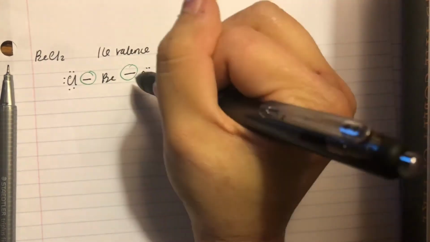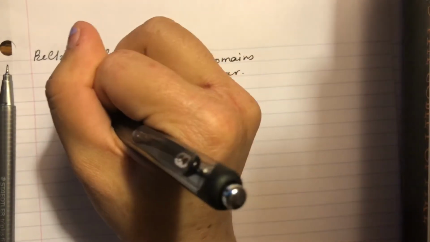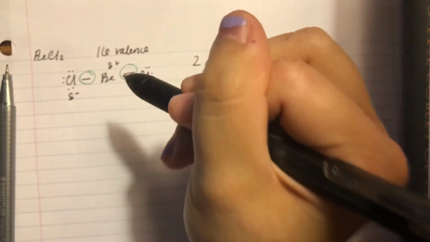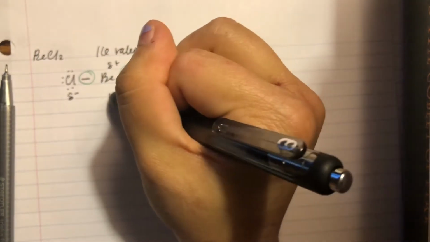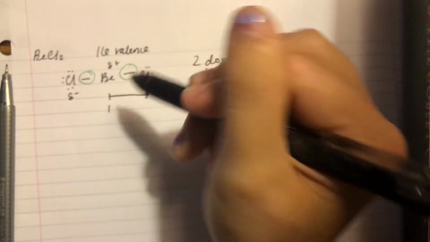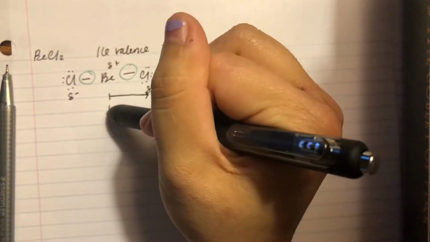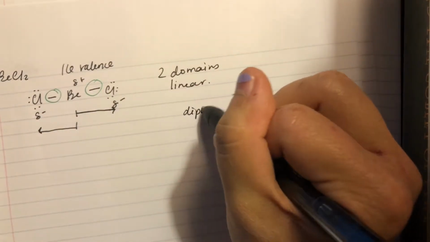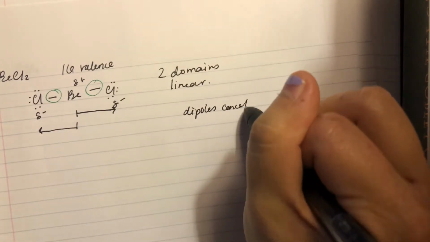And so the Cls on the outside have partial negative charges, and the Be has a partial positive charge. We're going to draw the bond dipoles. They go from the inside to the outside, from the least electronegative to the most electronegative. And so the dipoles cancel, which makes this nonpolar.